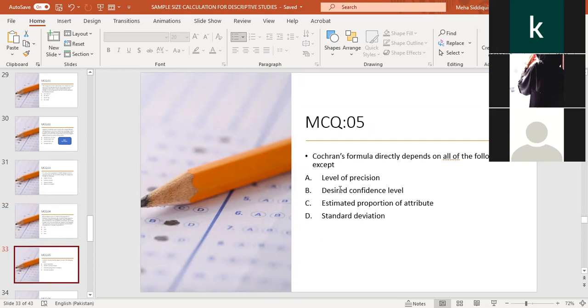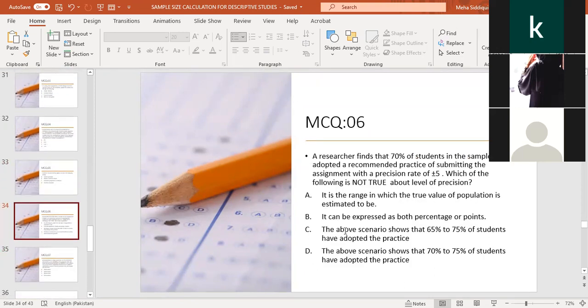MCQ number 5. Quotient's formula directly depends on all of the following except: level of precision, desired confidence level, estimated proportion of attributes, standard deviation. Standard deviation. Yes, right. Because as we have seen in the formula, all parameters are used except for standard deviation.